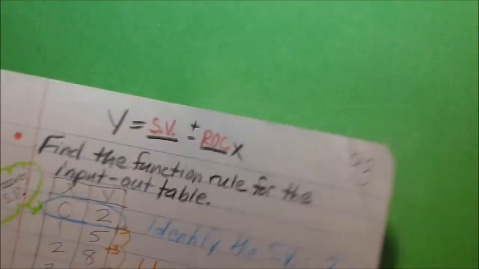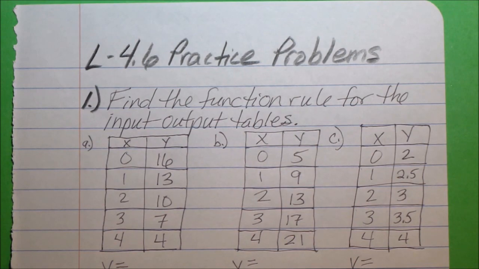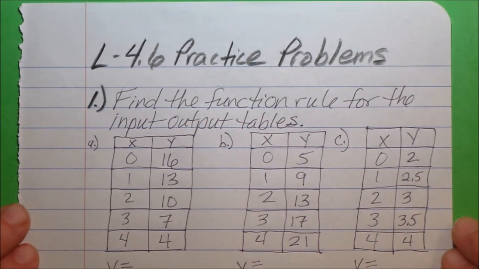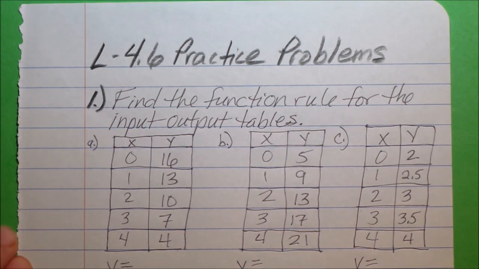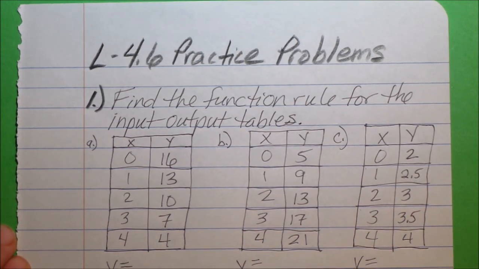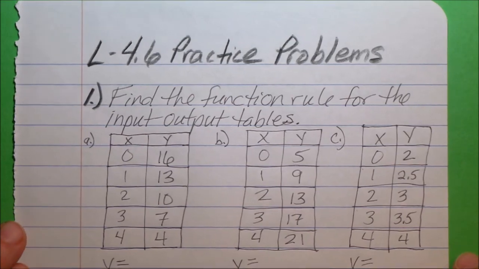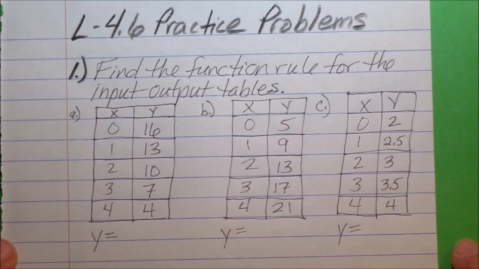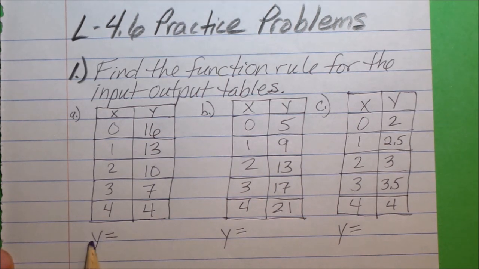Lesson 4.6, right. All right, so let's go ahead and look at some practice problems. Okay, so practice problems for lesson 4.6. The first one has find the function rule for the input-output tables. So that's the top part of the second page that we did. Just work to find your start value and find your rate of change and complete the function rule written under each one of these.